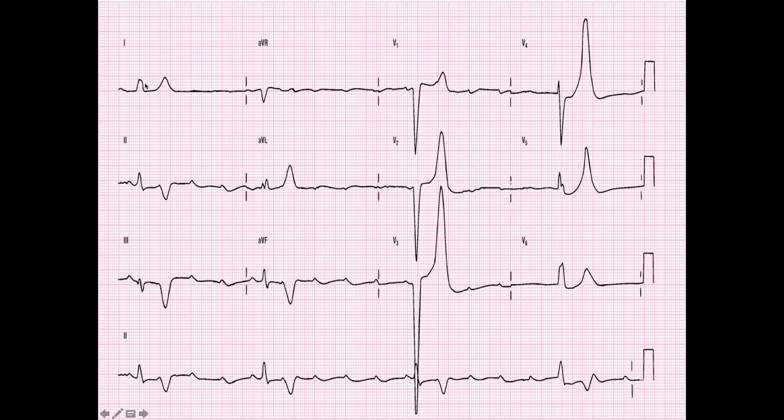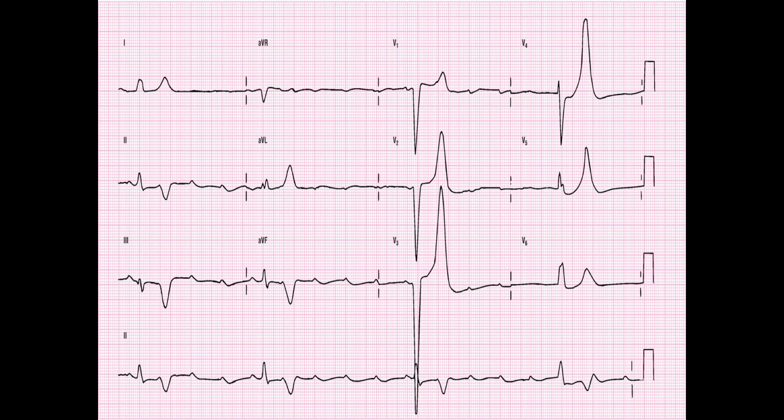That's our rhythm, third degree AV block. What's our axis? Lead 1 is up. AVF is mostly up. We have normal axis. We're happy there. Do we have a left or a right bundle branch block? We do have a wide QRS complex, but we don't have a bundle branch block.